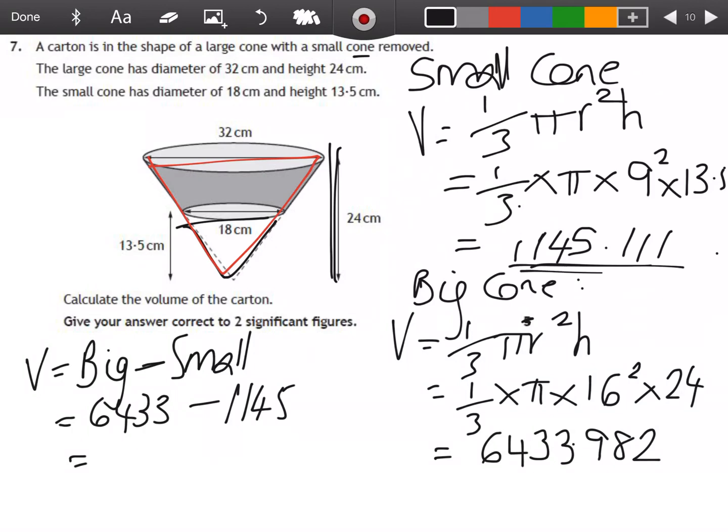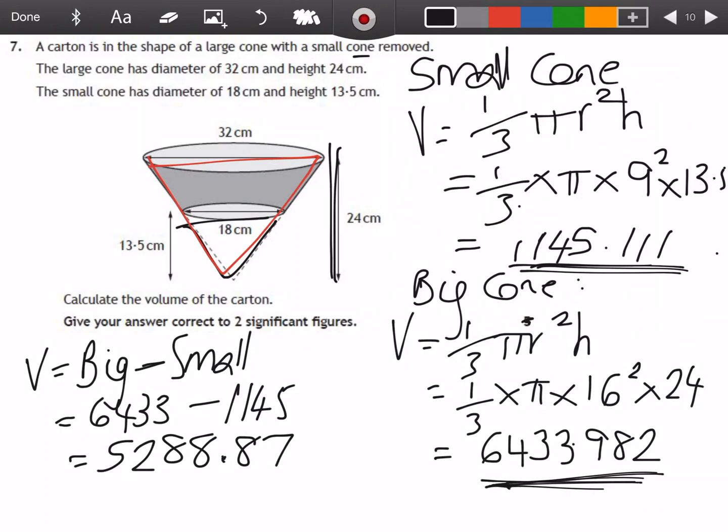I haven't written down all the numbers with the correct decimal places. Please use these numbers that are here. I would be keeping as many numbers on the calculator as possible. When I do that, I get about 5,288.87, and then we're going to round correctly to 2 significant figures. Okay, not 2 decimal places, 2 significant figures.